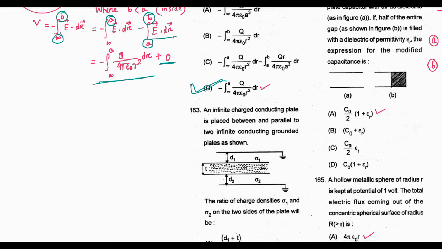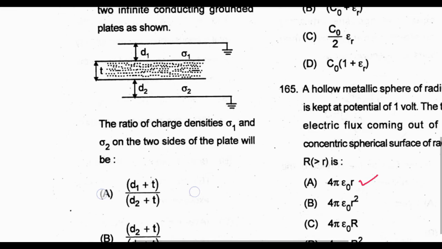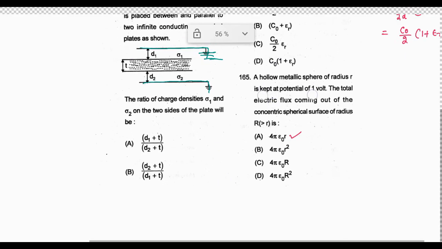Next is question number 163. An infinite charged conducting plate is placed between and parallel to two infinite conducting grounded plates as shown. The ratio of charge densities sigma 1 and sigma 2 on the two sides of the plate will be. As both this is grounded and this is also grounded, so what will happen here?